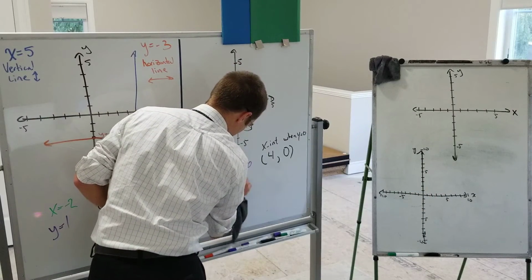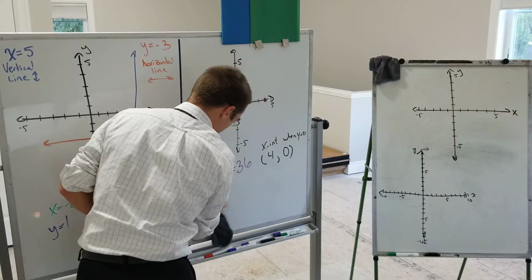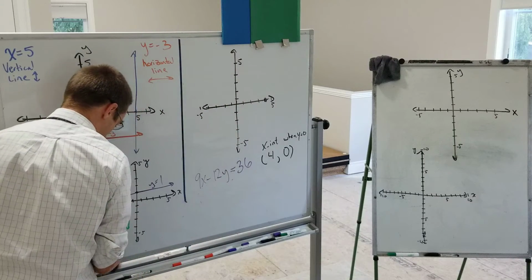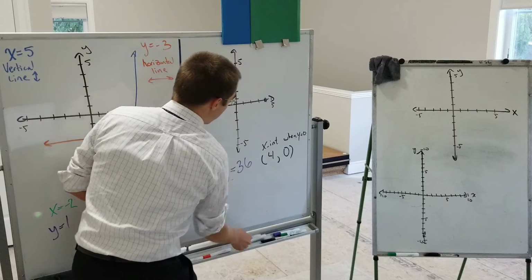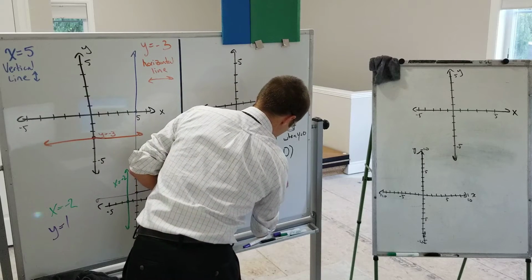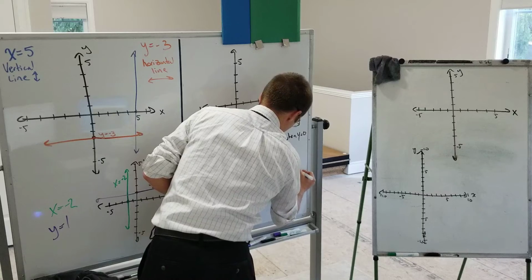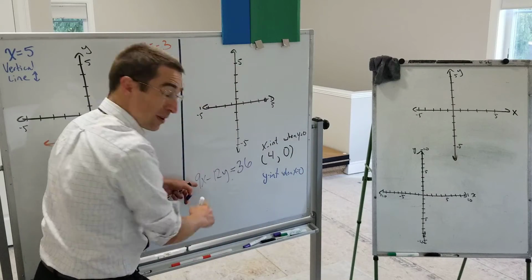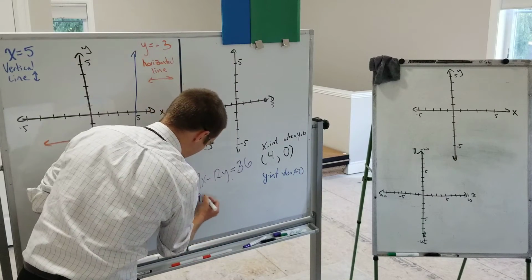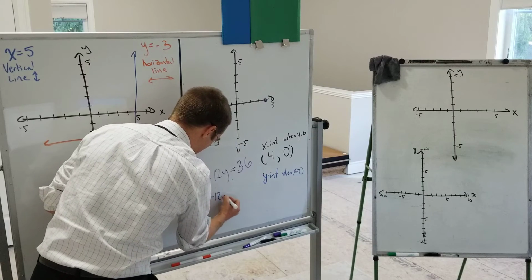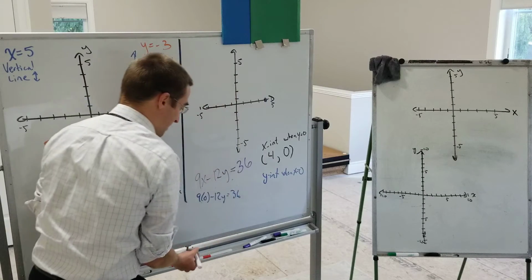All right, so now I'm going to find my y-intercept. Erase this. That was just our work. You'll keep it on your paper, but I just have so much space here for the video. So now I'm going to find my y-intercept. The y-intercept is when x equals 0. So I'm going to replace the x with a 0. I get 9 times 0 minus 12y equals 36.